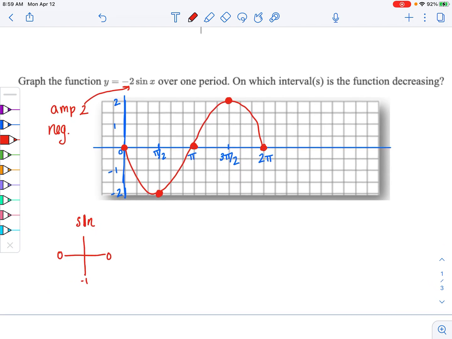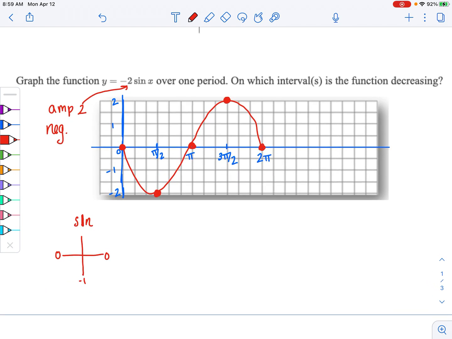We're going to figure out where the function is decreasing. Well, decreasing is going to happen from here to here and here to here as you read left to right. So the decreasing intervals you can say is between 0, maybe I'll write it, yeah, this works, pi over 2, and from 3 pi over 2 to 2 pi. Anywhere that's decreasing as you read left to right.